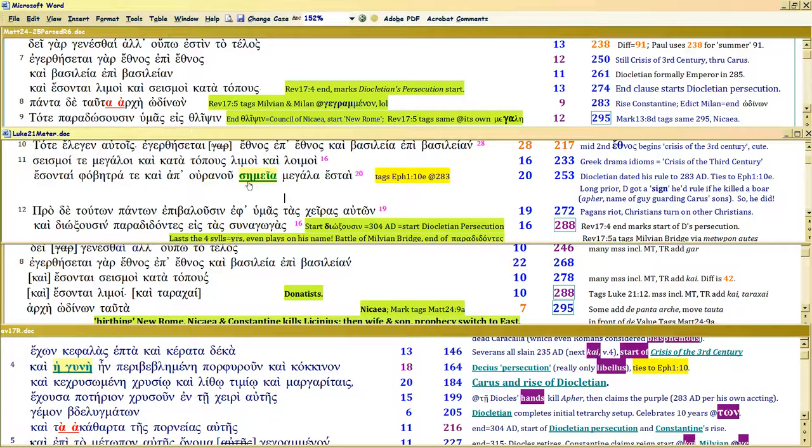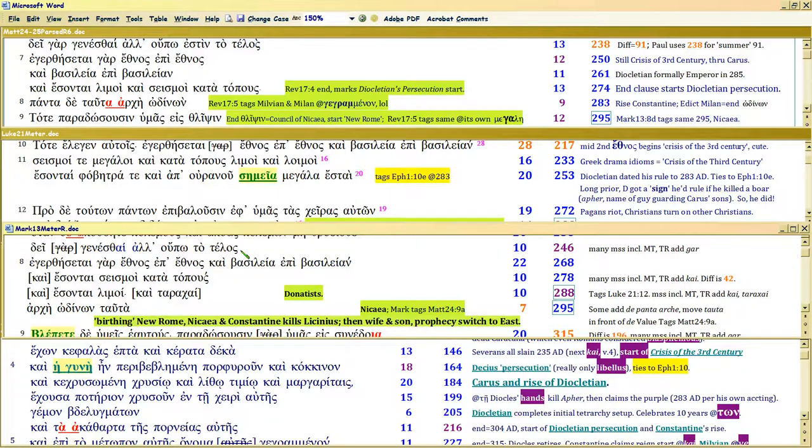Okay, and we're going to come to that, because that's where we are in Mark. See, it's not yet the end. Oupo. Not yet. Oupo. To telos. Not yet the end. And that's what we'll pick up in the next increment.